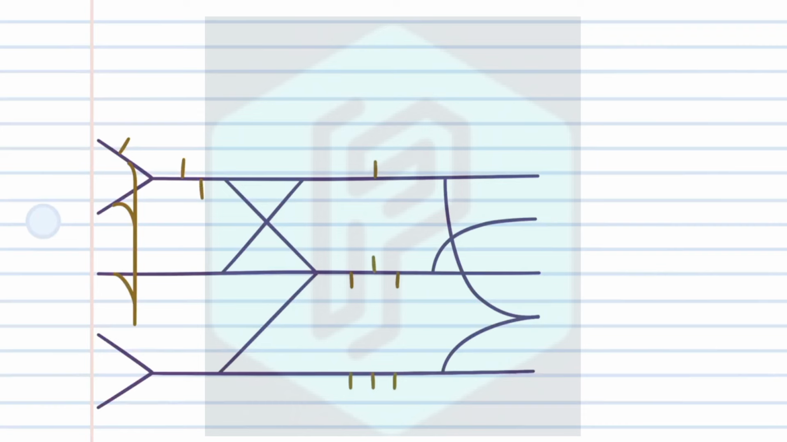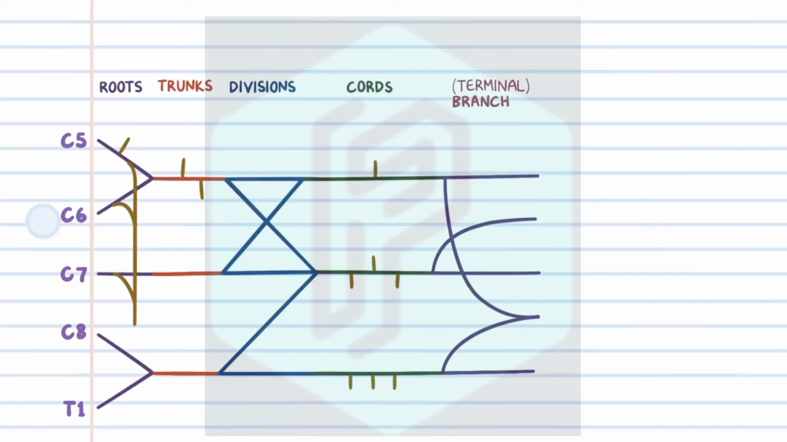Now that the nerves are all here, let's begin labeling the brachial plexus, starting with the cervical and thoracic nerves, C5, C6, C7, C8, and T1. The brachial plexus is also divided into roots, trunks, divisions, cords, and terminal branches. The order can be remembered using the acronym Remember to Drink Cold Beer.